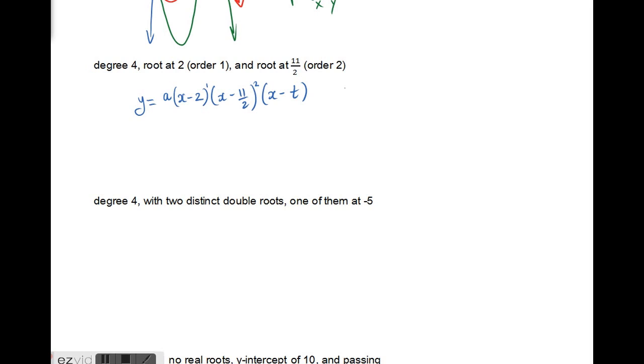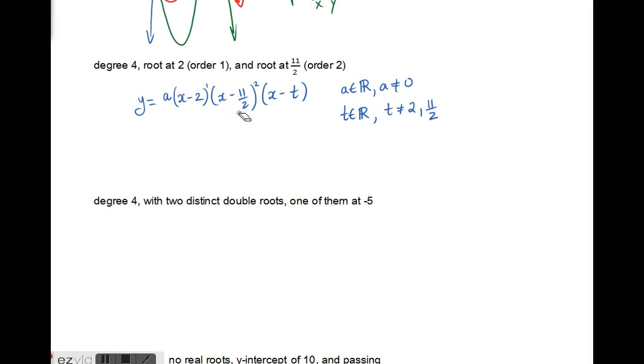To finish this off, a could be any real number as long as it's not 0, because if it was 0, like before, it would be y equals 0, which is just a horizontal line, not a degree 4 polynomial. And this t could be anything except the two numbers we already have written down, because if it was 2, this would be x minus 2, which could be combined again with this factor. That would make it an order of 2, which is not stated. It states that it's order 1. And it can't be 11 over 2 for the same reason.